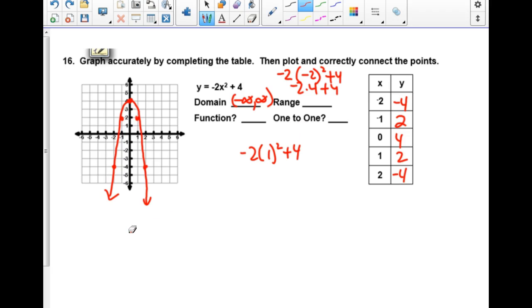Okay, so what is the range on this thing? Okay, so you always want to go low, guys, to high. So negative infinity, correct, up to 4. Does it include it? Yes, it does include that point, so you need a hard bracket on the 4. Is it a function? Yes. And is it 1-to-1? No, because it would not pass the horizontal line test. It's not 1-to-1.